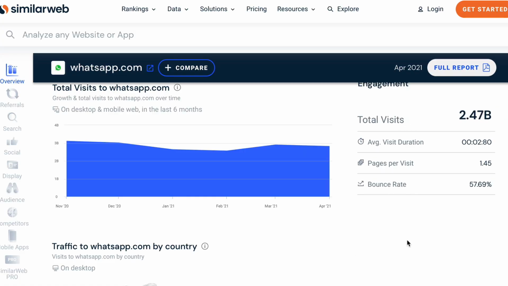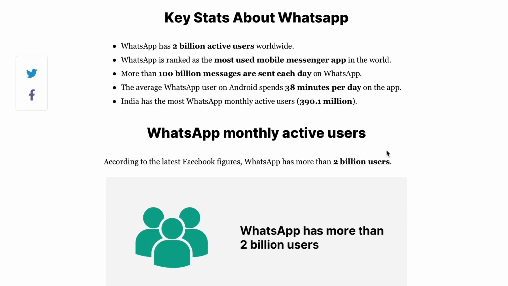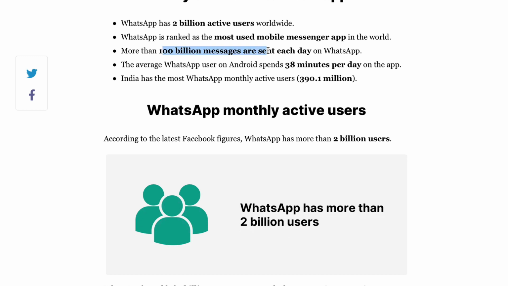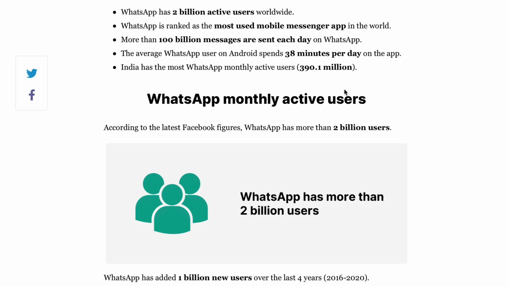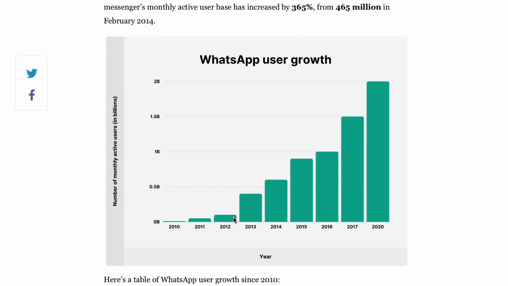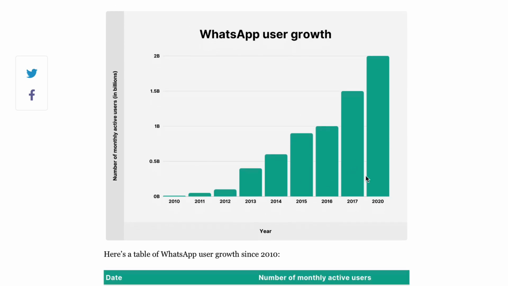WhatsApp gets a massive 2 billion visits a month, and according to Backlinko, it has 2 billion active users worldwide. It's ranked as the most used mobile messenger app in the world, and more than 100 billion messages are sent each day. And the average Android user spends a massive 38 minutes a day on the app. And the app has grown consistently over the years.